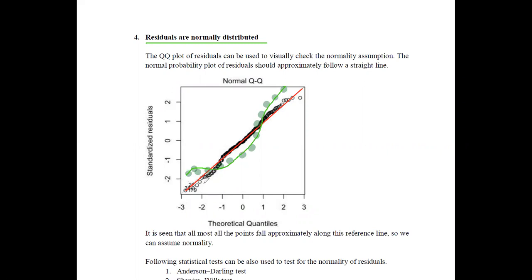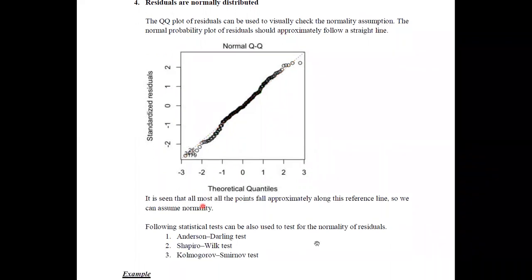If there is a straight line for the standardized residuals versus the theoretical quantiles, then we can say the data set has a normal distribution. Since this is the graphical way, there are several other tests that we can use to check normality. Here I have mentioned three tests for testing the normality of the error terms. There are others, but generally we use these three.